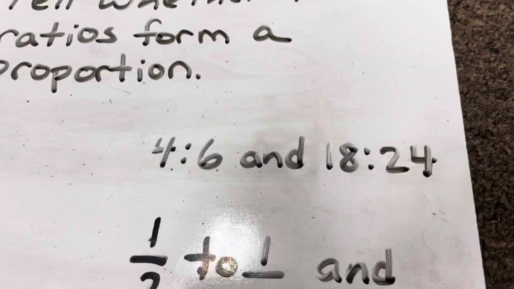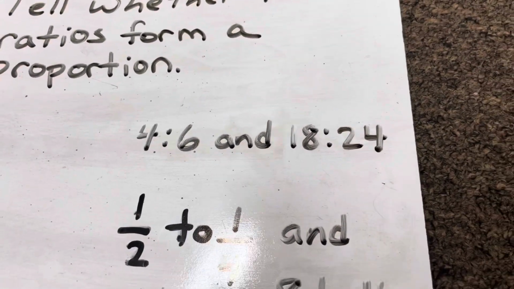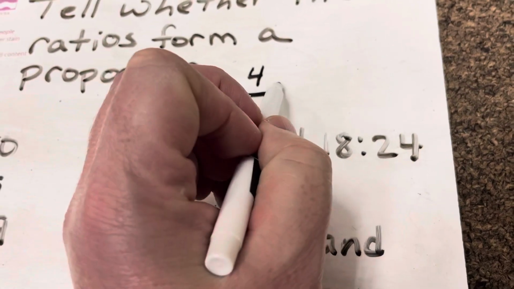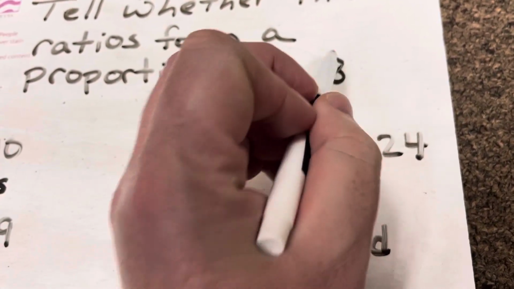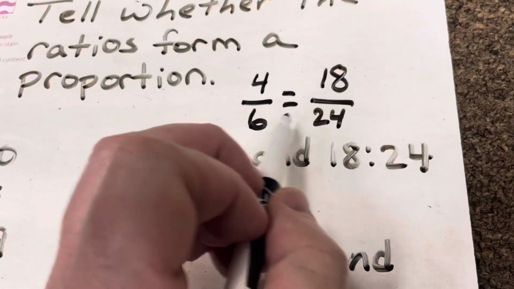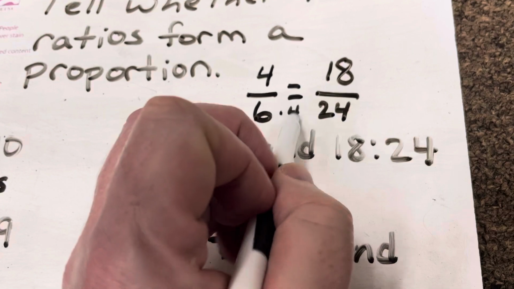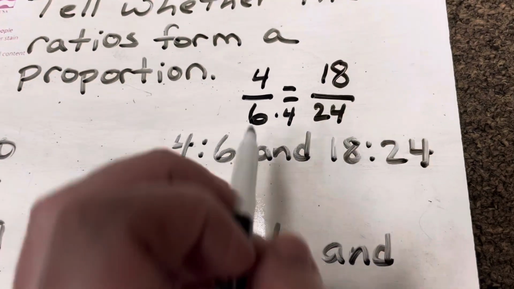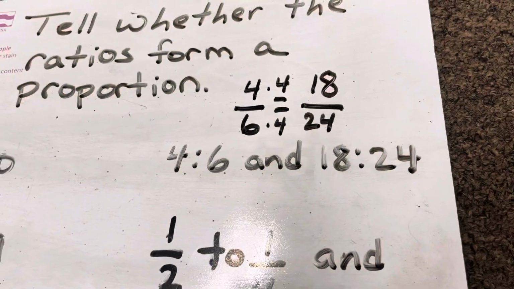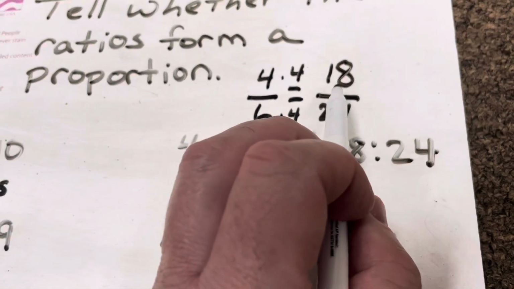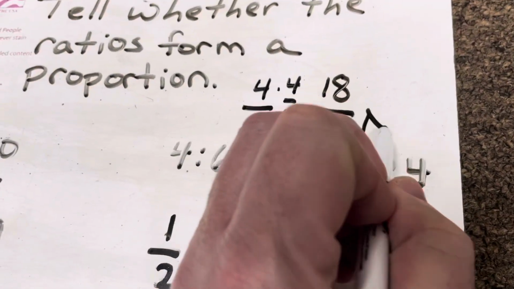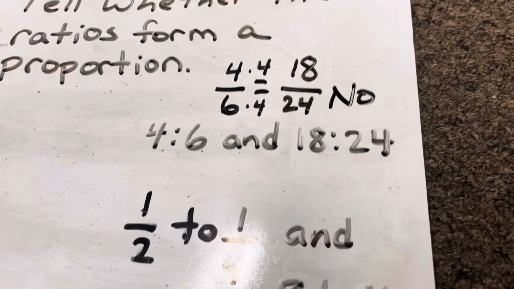So this second one would definitely be a no. But go to this one, 4 to 6 and 18 to 24. Well, I say, okay, well, if I go 4 to 6, is that equal to 18 to 24? Well, I know that 6 times 4 is what makes 24. And well, 4 times 4 is 16. But this has 18. So these are not equivalent. And this one as well, just like the previous one, would be a no.